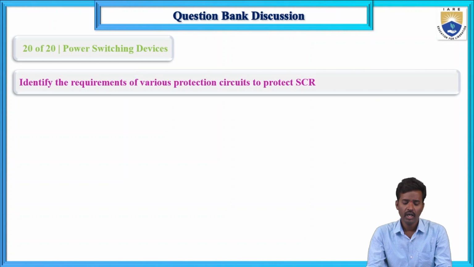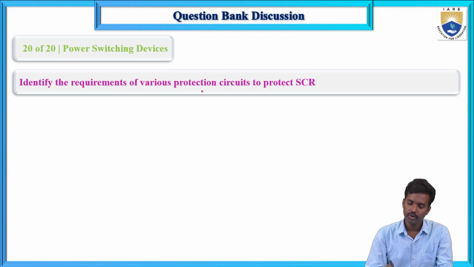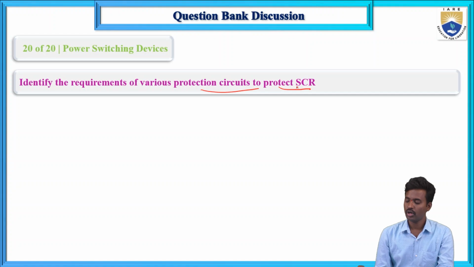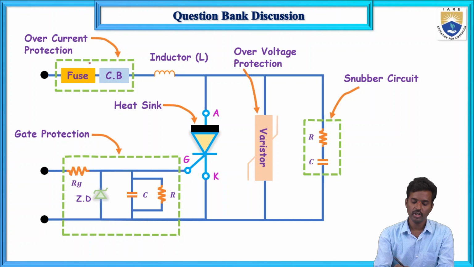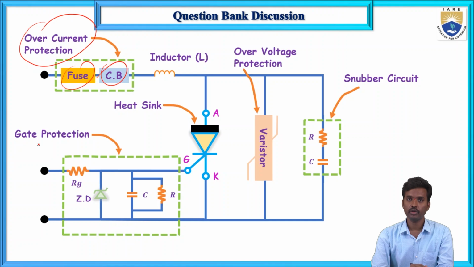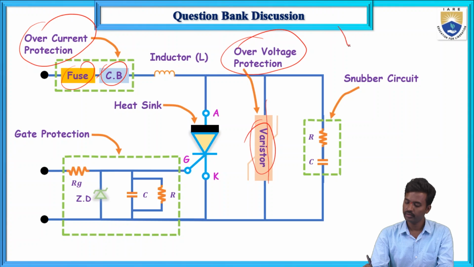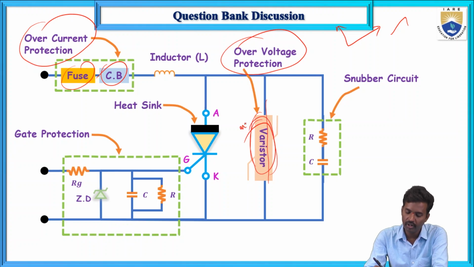The last question: identify the requirements of protection circuits to protect the SCR. How will we protect the SCR? First, for over current protection, a fuse and circuit breaker are used. Next, for over voltage protection, a varistor is used. A varistor has a negative voltage-current characteristic: if voltage increases, current decreases. That is the varistor, the MOV. So for over voltage protection, a varistor is used.